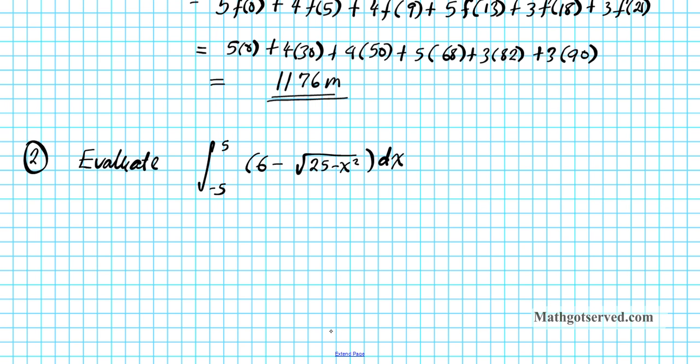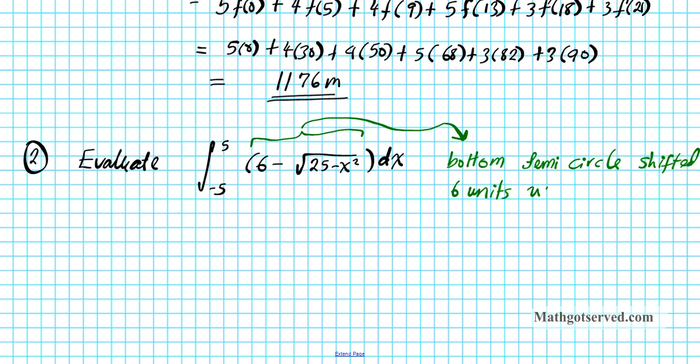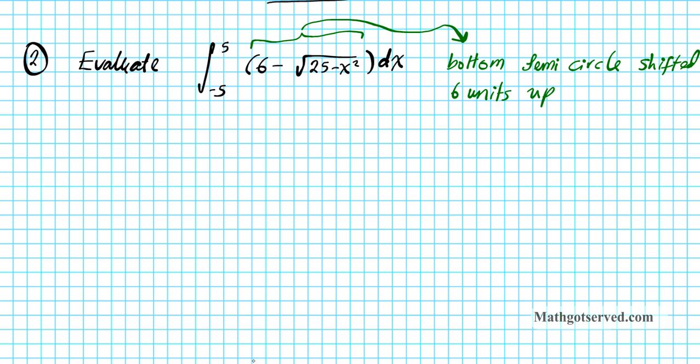So before I graph it, let me write it in word form. This portion right here, the integrand, is a bottom semicircle shifted 6 units up. That's basically the situation we're dealing with here. Let me give you a sketch of the situation, and then we can use that appearance to determine the area. So there goes our coordinate system.